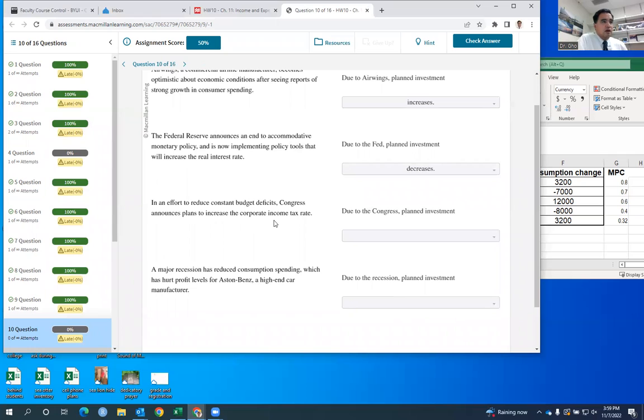In an effort to reduce constant budget deficits, Congress announces plans to increase the corporate income tax rate. If you increase taxes on businesses, they'll have less money to invest. So that will be a decrease in planned investment. A major recession has reduced consumption spending, which hurts the profit levels for Aston Benz, a high-end car manufacturer, and then that will decrease.